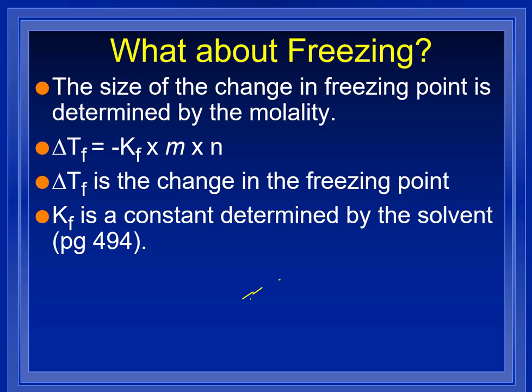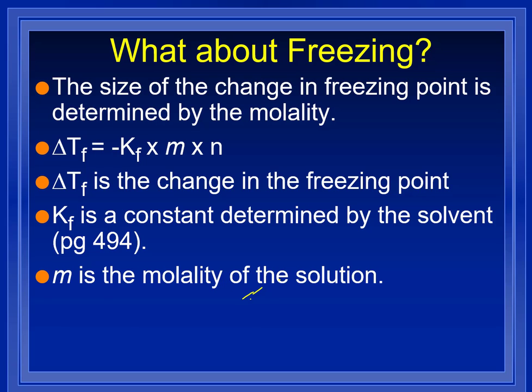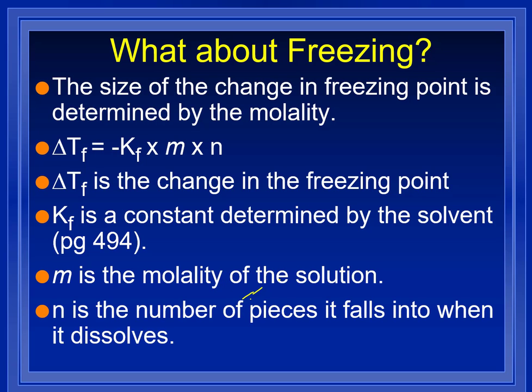Of course, M is molality, and N is the number of pieces it falls into. So the difference between melting and freezing is it's going to change a different direction, and you're going to look up a different K. That make sense?